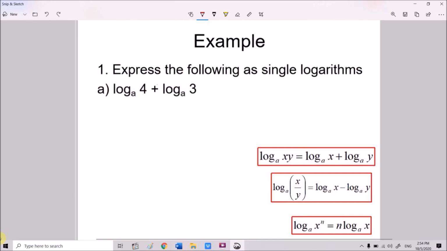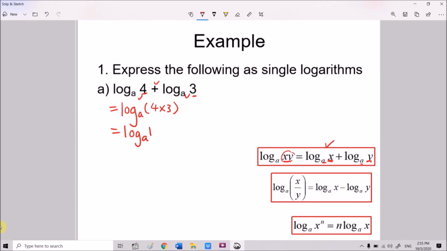Since the two logarithms have the same base, a and a here, and it's plus here, we can use the product law. According to the product law, when they have the same base, x and y, we just multiply them. So we have this equals to log base a of x and y, which means we multiply 4 and 3. We can rewrite it as 4 times 3, or you can just write the final answer, which is log base a of 12.